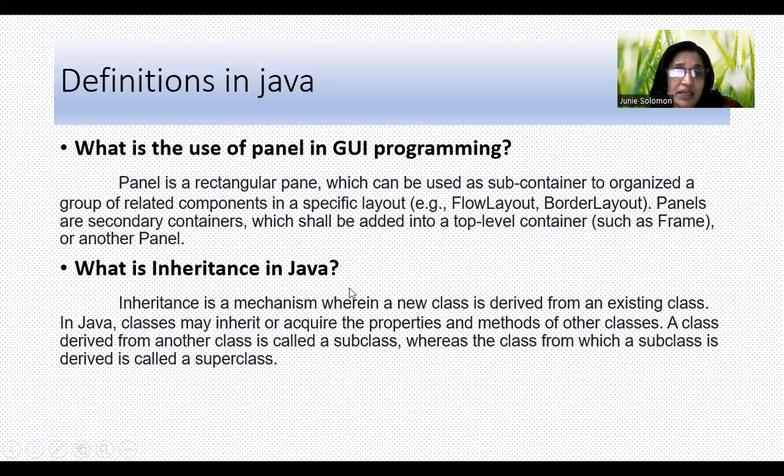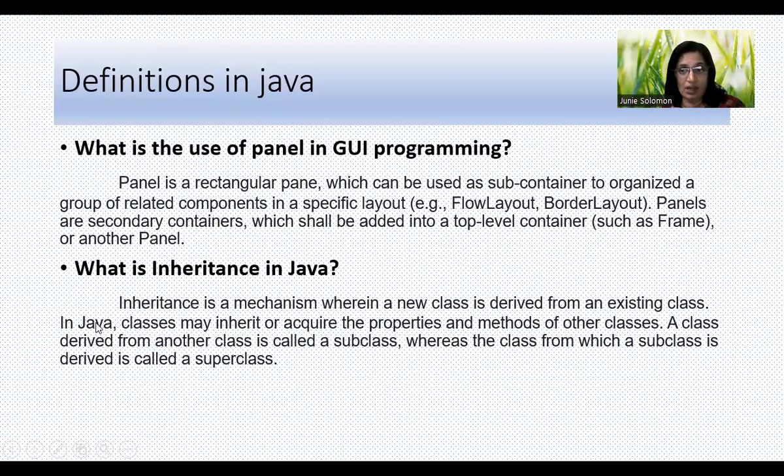So what is inheritance in Java? Inheritance is nothing but inheriting from the top level to the bottom level. It's a mechanism where a new class is derived from an existing class. So already a class is there where I want to do an enhancement, so I'll make it in a new class that I'll derive from the existing class.